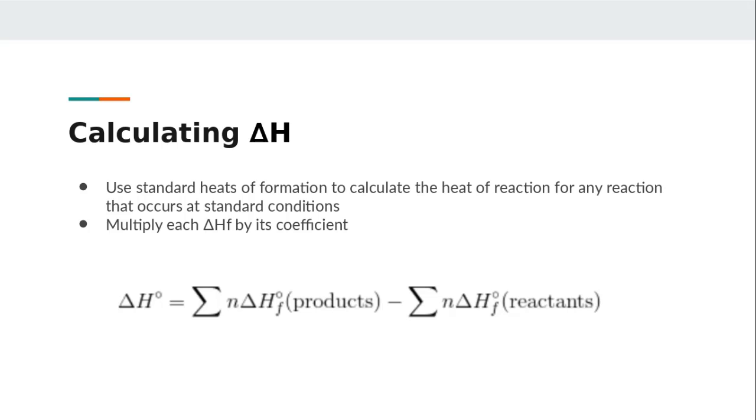Okay, and then the last way to calculate delta H that I'm going to talk about is using the standard heats of formation. The equation for this is pretty simple: you do the heats of formation of the products minus the heats of formation of the reactants. The only thing you need to watch out for is to make sure you multiply all of your delta H's by the corresponding coefficients in the equation that's given to you.